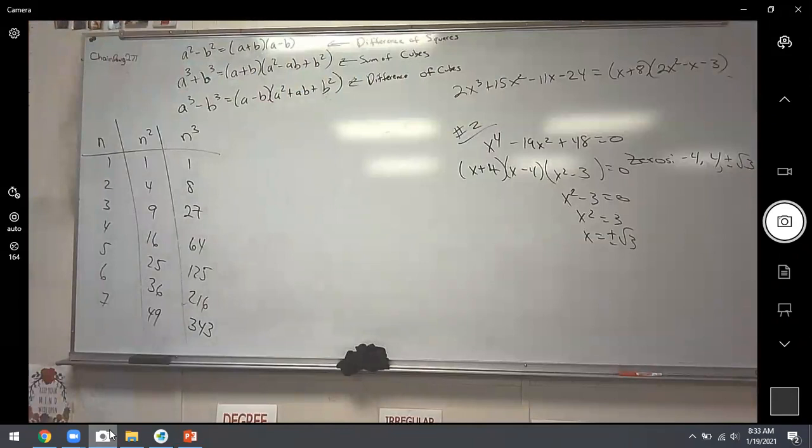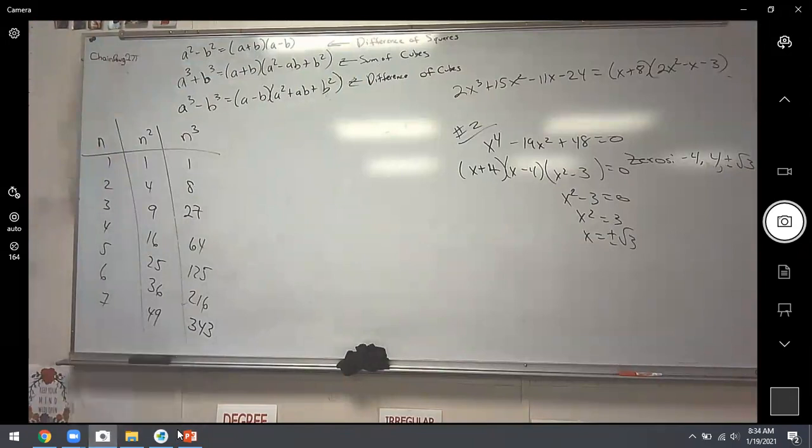So as promised, this was a 4th degree problem. It has 4 answers, and there they are. 2 of them you got for free by looking at the graph, negative 4 and 4. And they allowed you to do some long division and figure out what else is buried in there to get the other 2, which are plus or minus square root of 3.